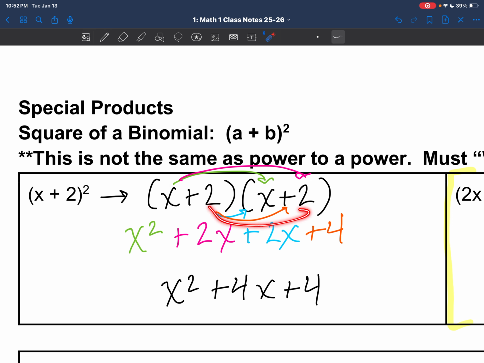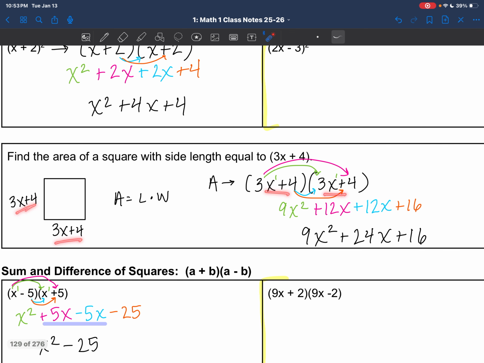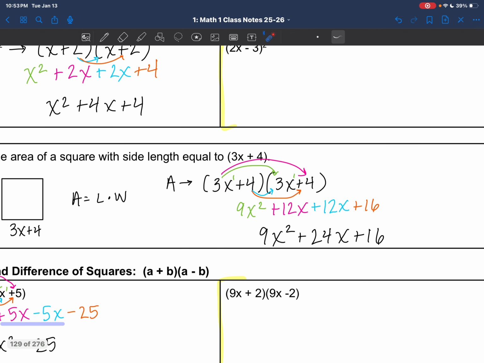All right, so now for this next one, you have an area of a square. Remember, for a square, all sides are congruent, and the side length is equal to 3x plus 4. All the sides are 3x plus 4, but we only need length and width. So area is length times width. What we're going to do is take this times this. And now go ahead, distribute, or FOIL, whichever you prefer.